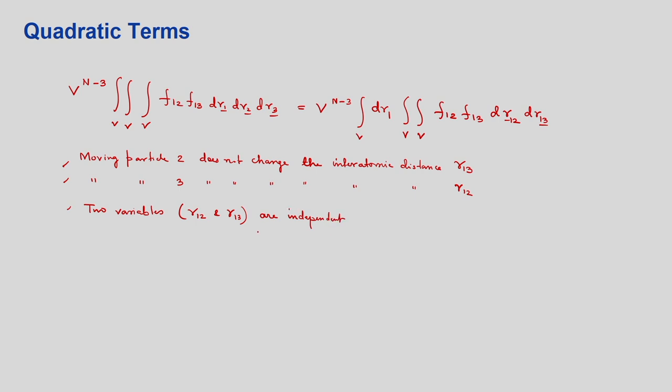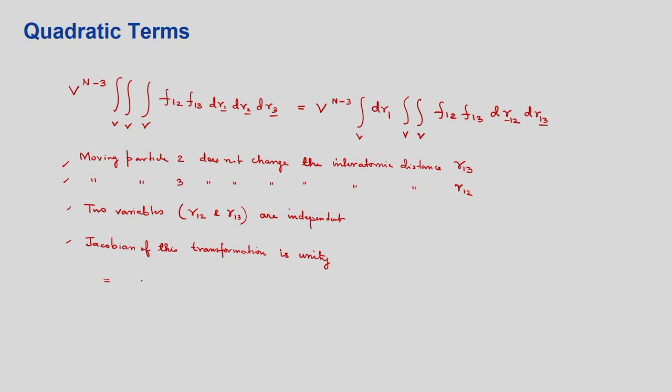So if they are only independent, then only you can write like this, otherwise you cannot write. Because then the Jacobian of this transformation is unity. Okay.